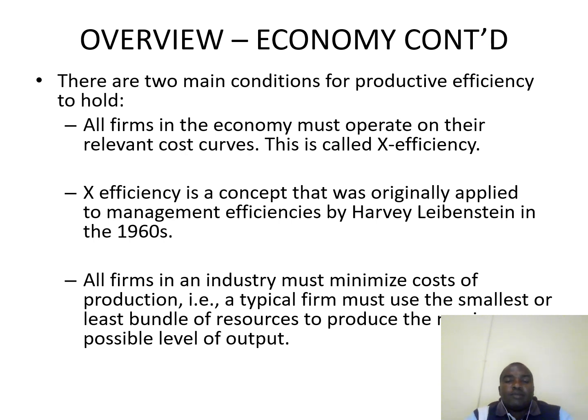All firms in the economy must operate on their relevant cost curves. This is called X efficiency. X efficiency is a concept that was originally applied to the study of management efficiencies by a management scholar called Harvey Leibenstein in the 1960s. All firms in an industry must minimize the cost of production. That is, a typical firm must use the smallest bundle of resources, which may be labor and capital, to produce the maximum possible level of output.